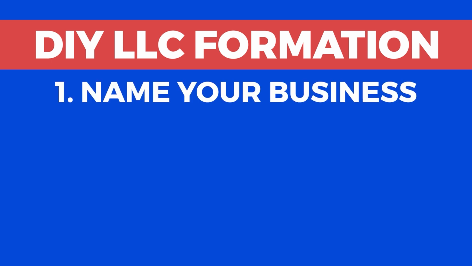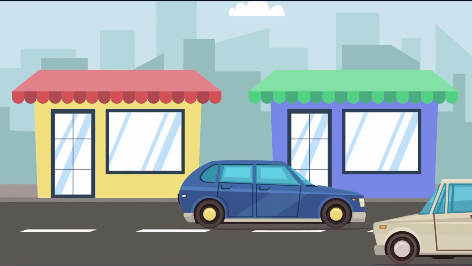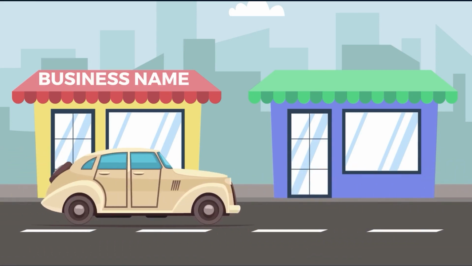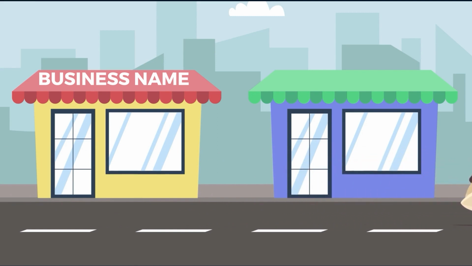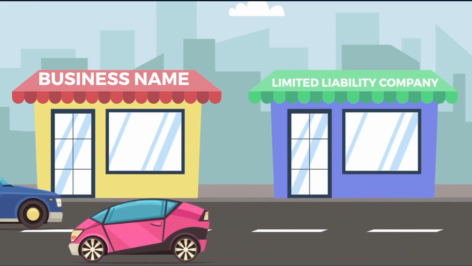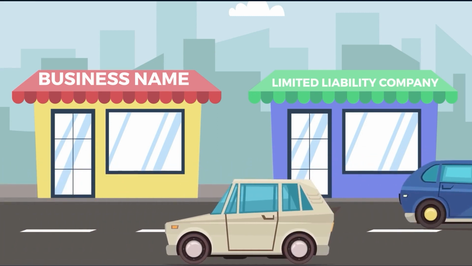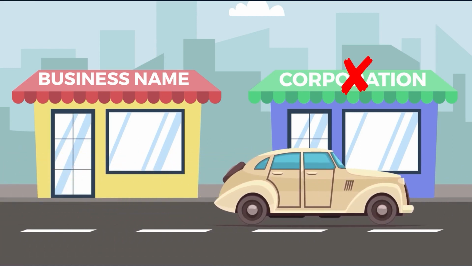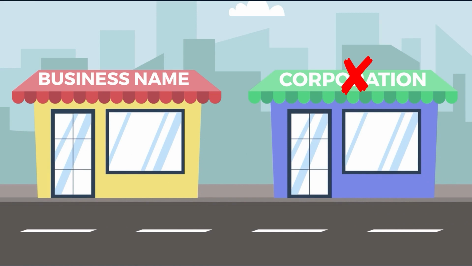Step 1. Name your business. Before anything else, you'll have to think of the LLC's legal business name. Each LLC in Rhode Island must have a distinct LLC name that is not currently in use. You must include the terms limited liability company or an abbreviation such as LLC. You cannot include phrases such as corporation, which would lead people to believe you are a different business type.